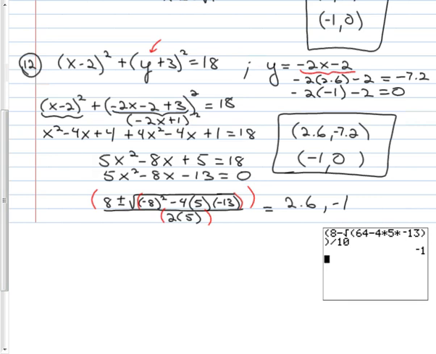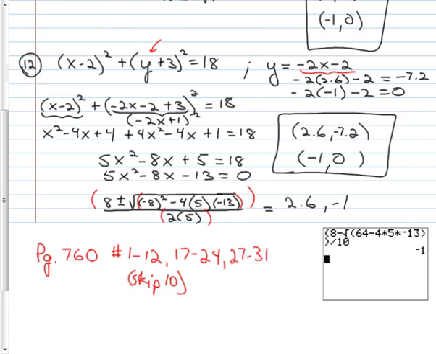Your assignment. From page 760, we've actually done a significant part of our assignment. Numbers 1 through 12, skipping 10. Then it's 17 to 24, and 27 to 31. It's significant. Almost half we have done together.